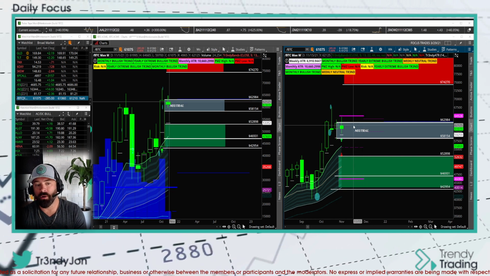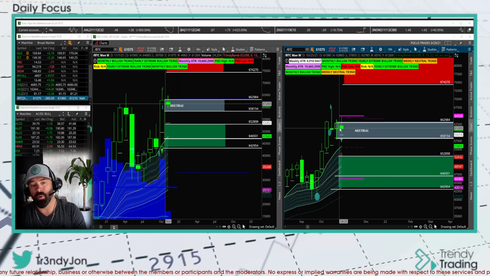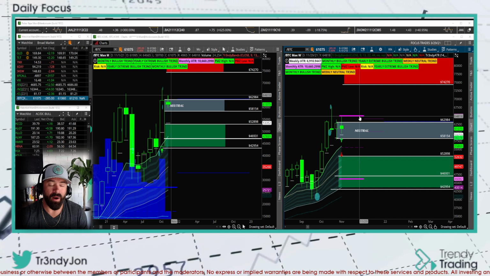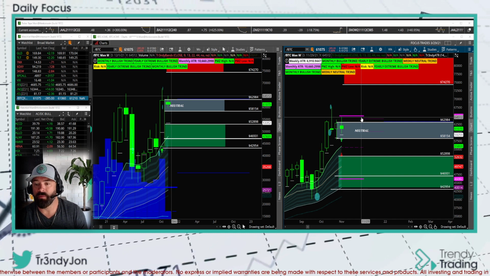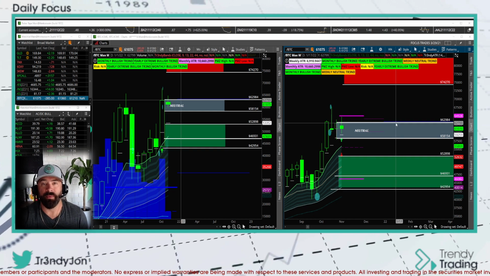I'm long or looking to get long if price were to come back down into this green box. Or if I'm still trying to decide what I want to do, if I want to play some sort of breakout with names that are associated with Bitcoin or just jump in Bitcoin, then I'm not interested until we break above 65,000.